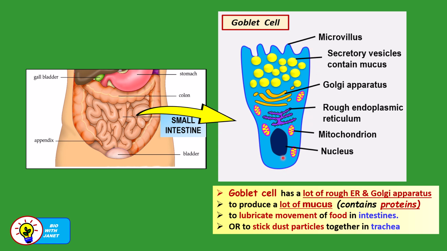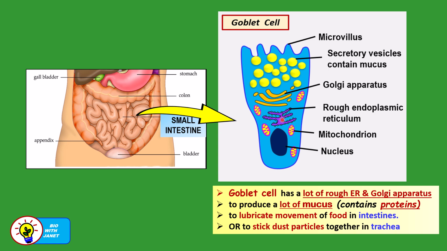Now, it also contains a lot of rough endoplasmic reticulum, ribosomes, Golgi apparatus, and mitochondria, just like the pancreatic cells. But in this case, the goblet cell doesn't produce enzymes or hormones. The goblet cells produce mucus, right, which is a sticky substance. So in the goblet cell, we can see a lot of rough endoplasmic reticulum and Golgi apparatus, and also ribosomes on the rough endoplasmic reticulum, and a lot of mitochondria. Now, the function of all these organelles is still the same as what we have discussed for the pancreatic cells.